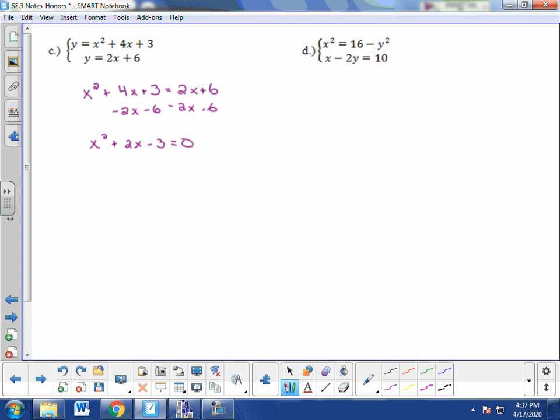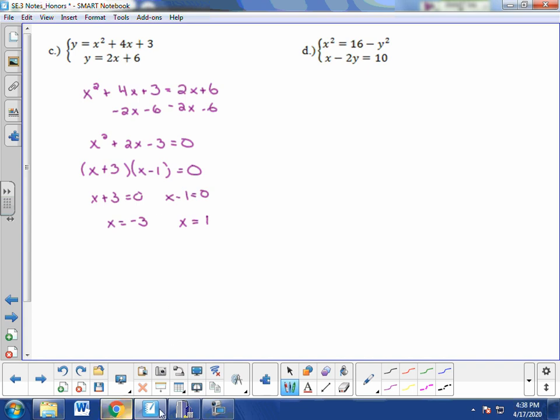Now, in order to solve this one, we may notice that it does factor to two values, x plus 3 and x minus 1 would be the two values that it factors into. So set them both equal to 0. X plus 3 equals 0. X minus 1 equals 0. You can subtract 3 on the left and add 1 on the right to get your solutions for x. So here we have two solutions for x.